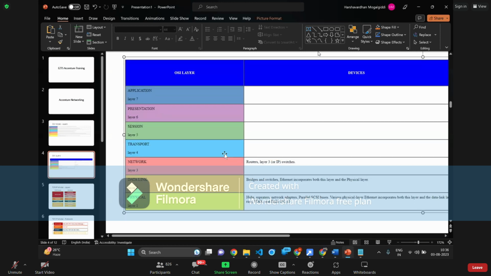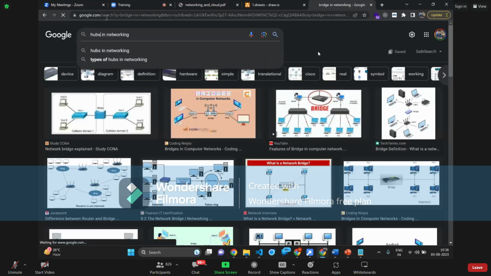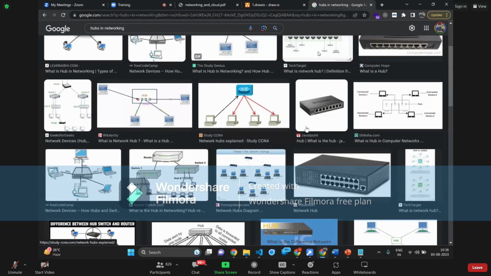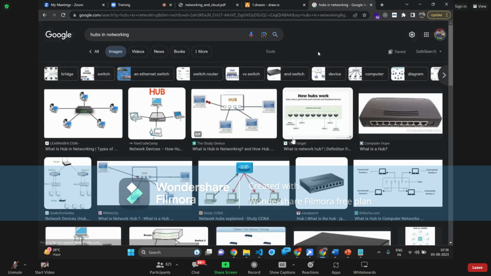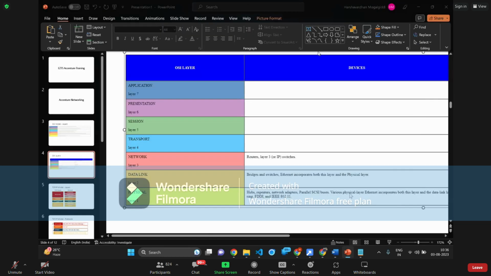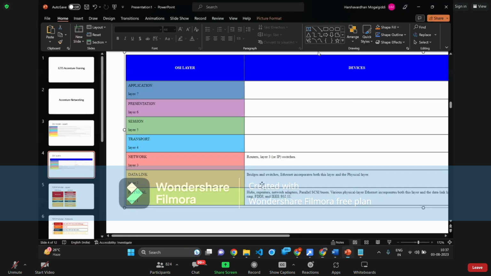I hope I'm clear. I'll also show, while we are at it, hubs also. So this is a hub, a basic hub. You must have seen all this in your labs, no? Have you seen all this in your computer labs? Yes or no? All these devices you must have seen, or maybe in your classrooms also. Good.